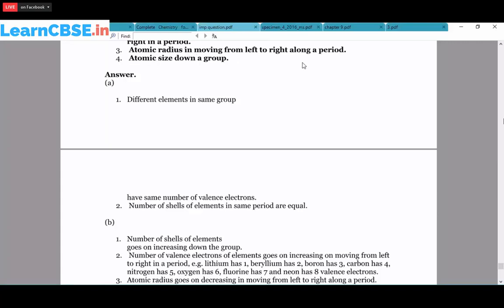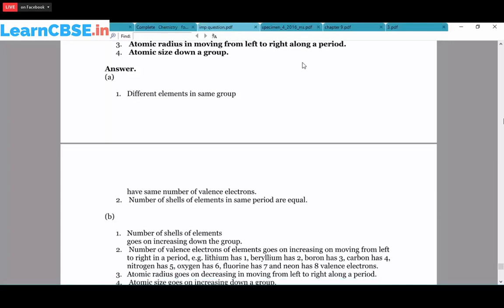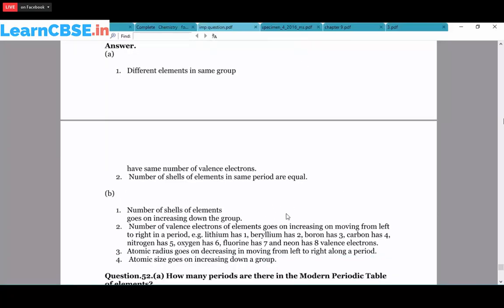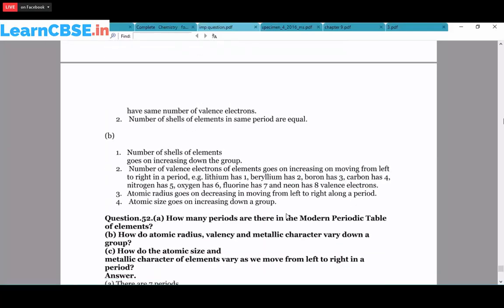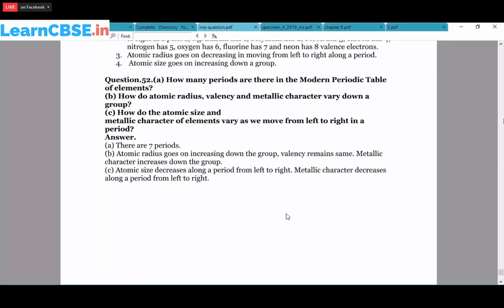Atomic radius in moving from left to right along the period: atomic radius decreases because it has more effective nuclear charge. Atomic size down the group: atomic size increases when we move down the group because the number of shells increases. How many periods are there in the modern periodic table? There are totally 7 periods in the modern periodic table.